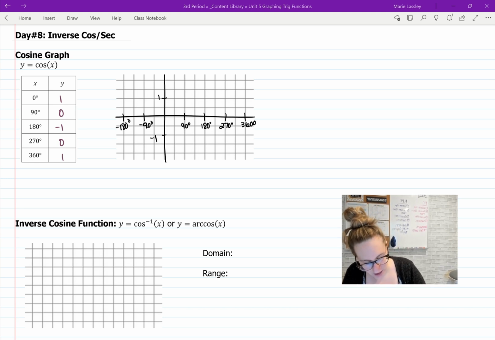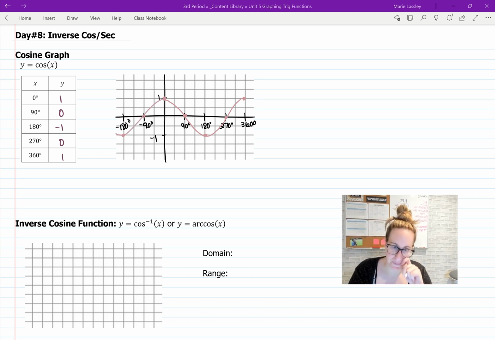So sketching cosine, we have up at 1. I don't like cosine as much. I don't know, it just doesn't look as pretty to me. I know when you keep doing it forever and always, they look exactly the same, but like one cycle of cosine, I don't know, something about it, I just don't like it. Okay, anyways, there's our cosine graph.